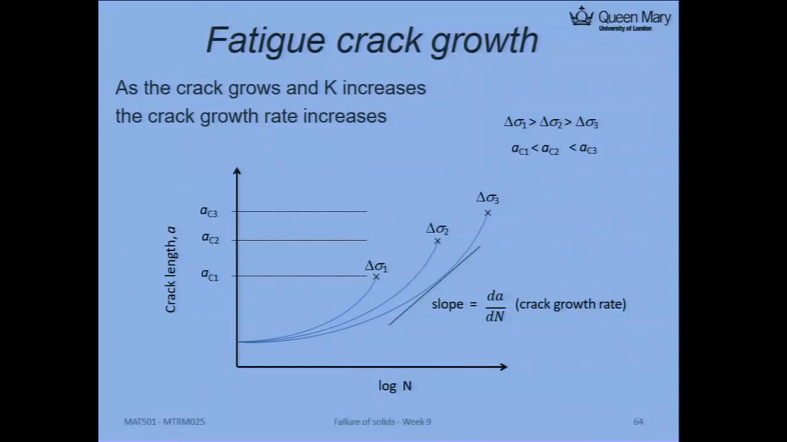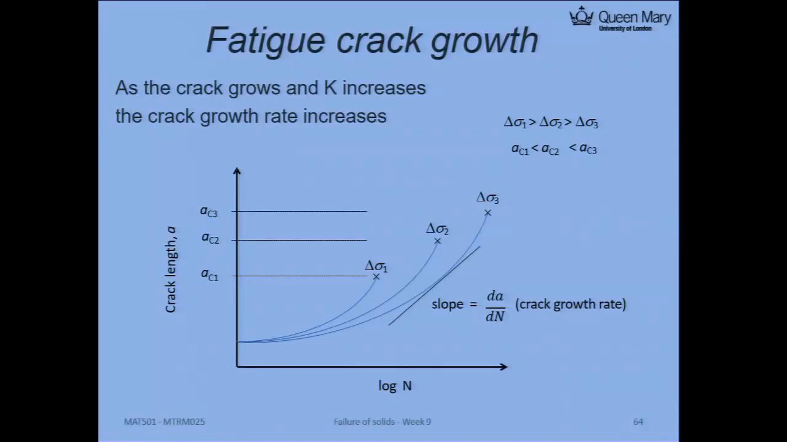So as the crack grows, K will increase. Why? Because if you look at the definition of K, K is relevant to the crack length. So crack growth means the crack length is longer, so K will increase. So the crack growth rate will also increase. That's why for most cracks, at the beginning it's a slow crack, but in the end it will be a fast crack.